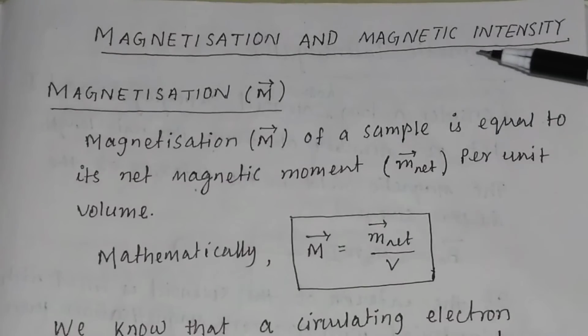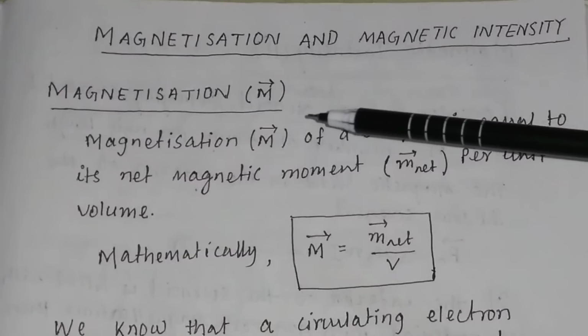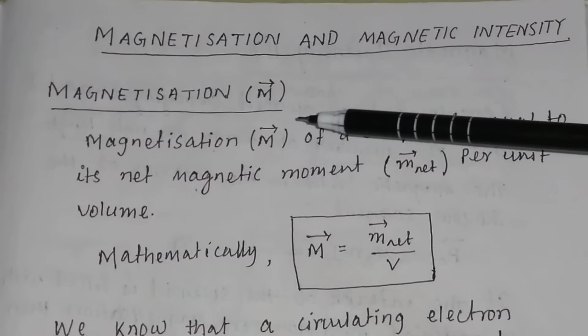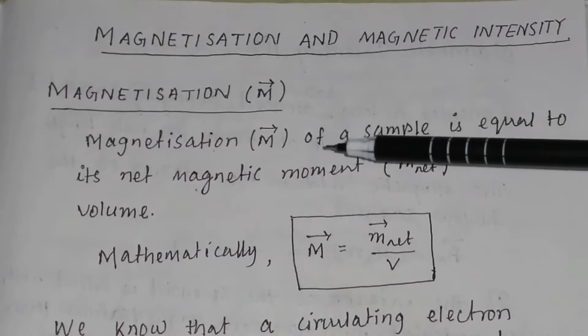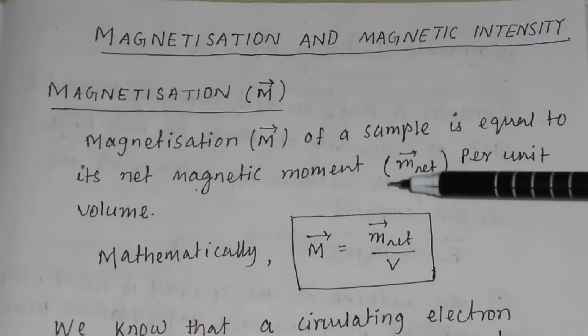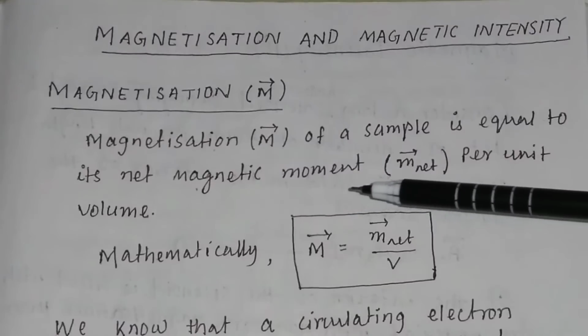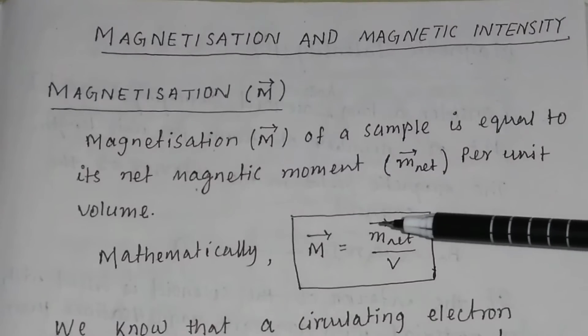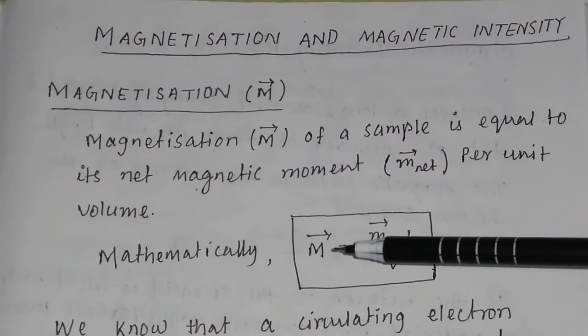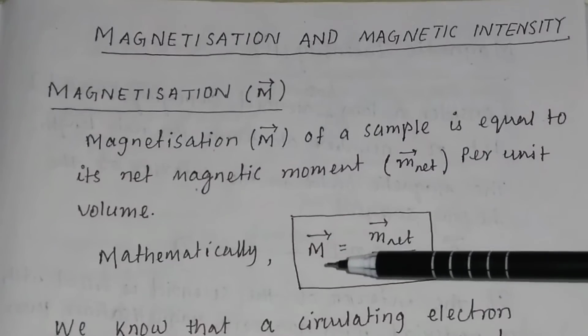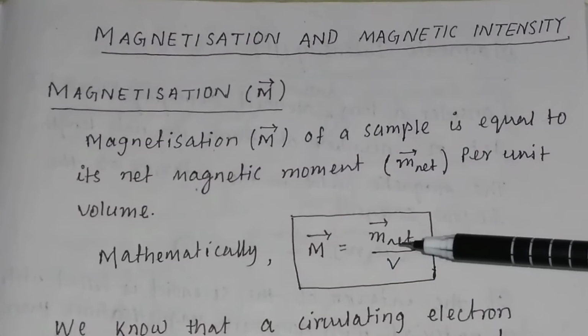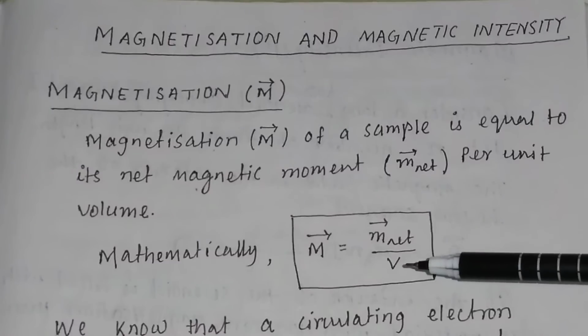Magnetization and magnetic intensity. First, let us discuss what is magnetization. Magnetization of a sample is equal to its net magnetic moment per unit volume. So mathematically you can define magnetization M is equal to the net magnetic moment divided by volume.